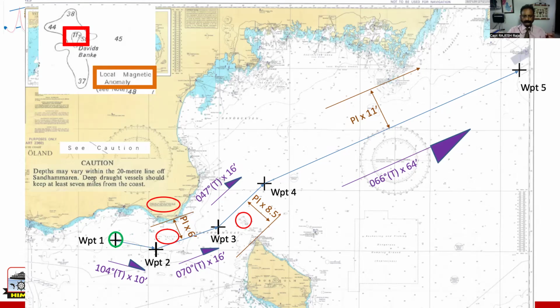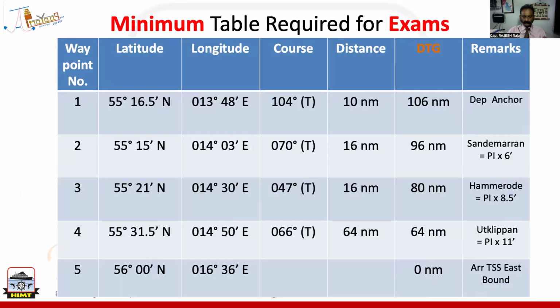And to end this, you will have to draw this table. Again, this table, please remember, I have written only what is required. I have given you a waypoint number, lat long, course and distance. I've written distance to go, you can skip that. And you can add a line called remarks. You see I've written departures and parallel indexing and all.